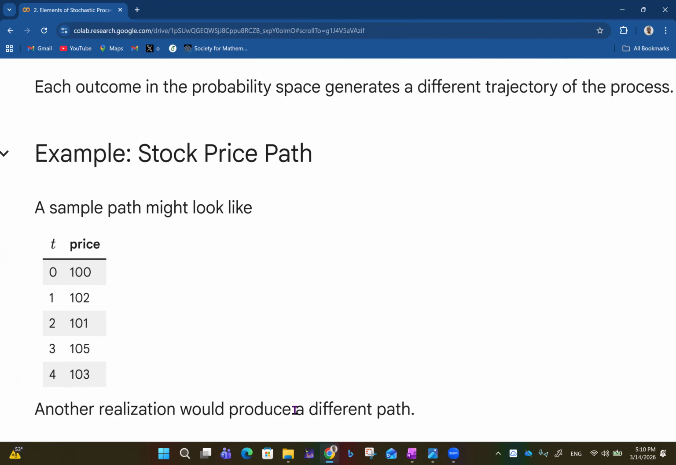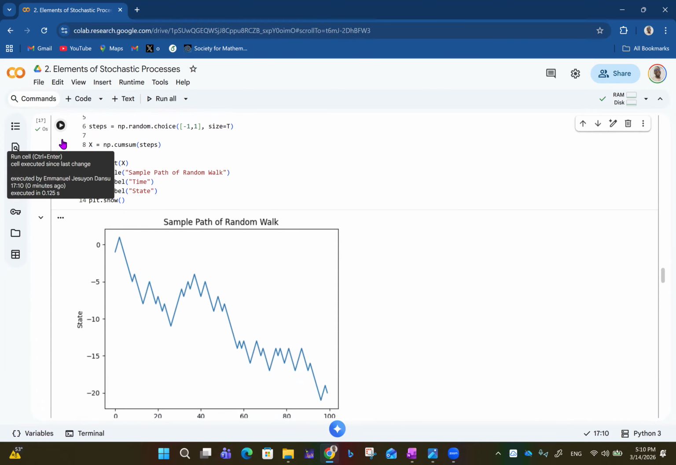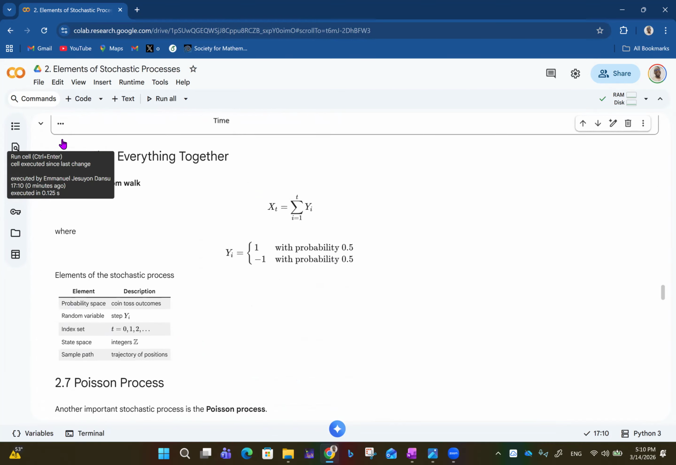Okay, so like what we have here, you have a sample path of a random walk. And like you already know, if I keep running this, it keeps giving different results, different paths. So you see, that's why it's probabilistic, it's based on chance. So a stochastic process is all about chance.